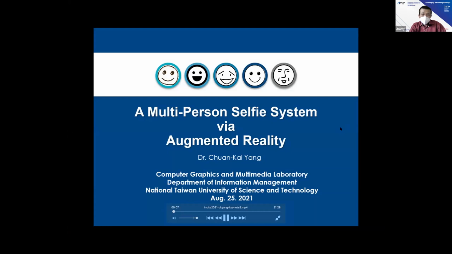Ladies and gentlemen, I'm Dr. Chuan-Kai. I'm very glad to be invited as a keynote speaker, and this is the title for my presentation. It's called A Multi-Person Selfie System via Augmented Reality. I'm from the Computer Graphics and Multimedia Laboratory in the Department of Information Management at National Taiwan University of Science and Technology. This is a paper that was recently published in a journal, and I'm going to briefly describe the research here.